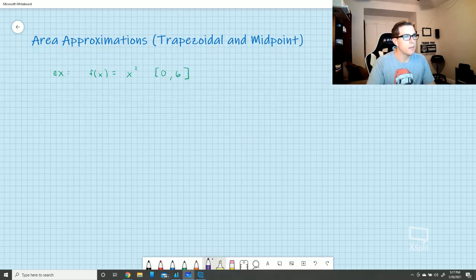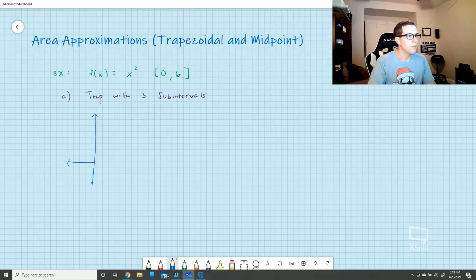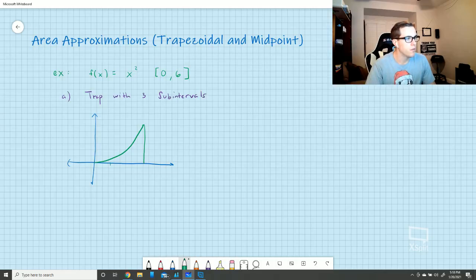All right, so I'm going to do a trapezoidal using 3 subintervals. Trap with 3 subintervals. Let's do a quick sketch, just like yesterday or 2 days ago. Looks like this. X squared is there. I don't really mind what it looks like. So 3 subintervals. Here's 2, 4, and 6. So again, we're dividing it into equal subintervals. If I'm dividing it into 3, 2, 4, and 6 will do the trick.